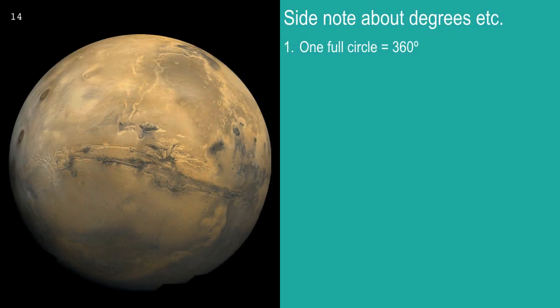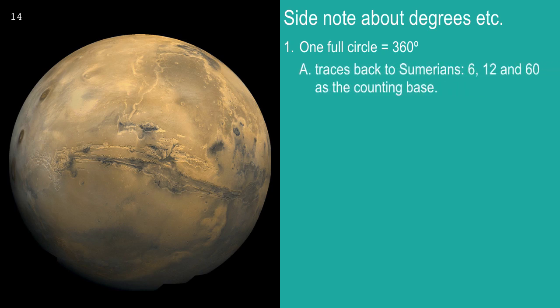Now, let me give you a side note about degrees and stuff. I just mentioned 8 minutes of arc. Okay, now, so put this over to the side. Just a little bit of refresher from 7th grade or what have you. One full circle, 360 degrees. Ding. Everybody knows that, I think.